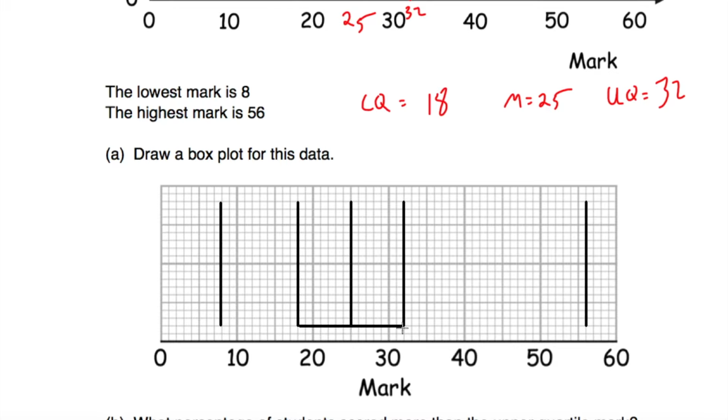Then let's do our box in the middle, so that's the middle 50% of the data. And then join up the lowest value and the highest value to the box, like so. And that's it, that's our box plot.